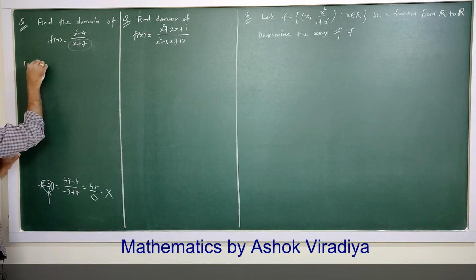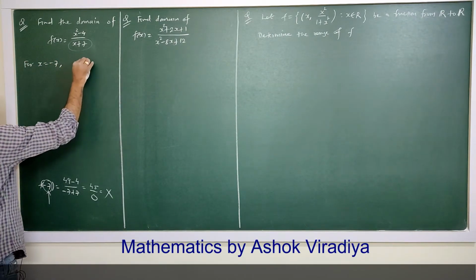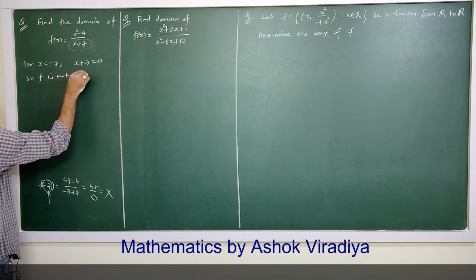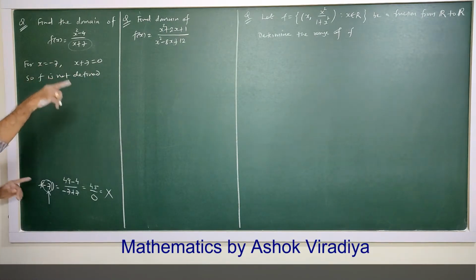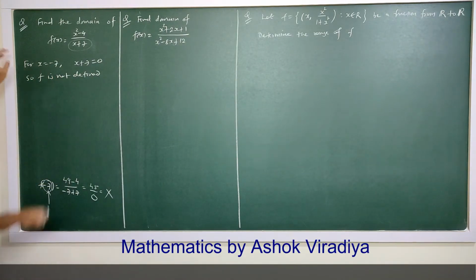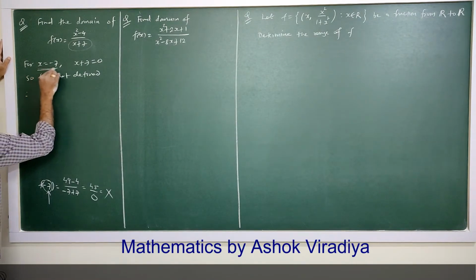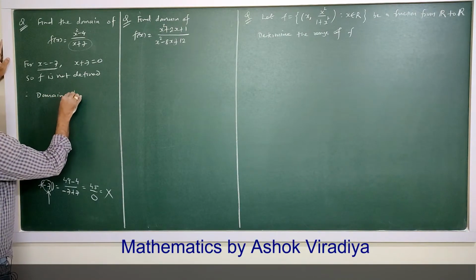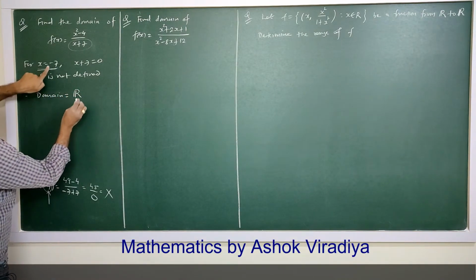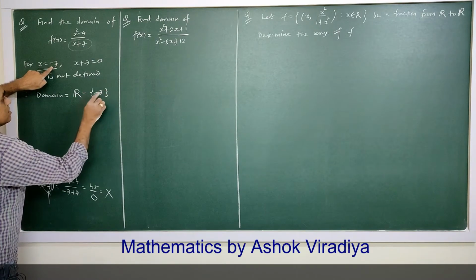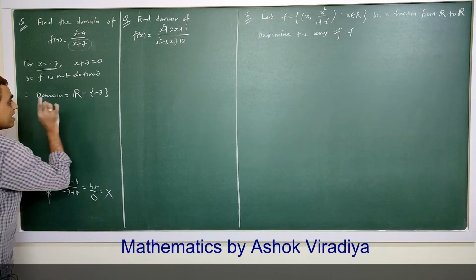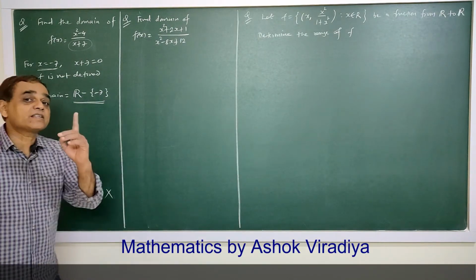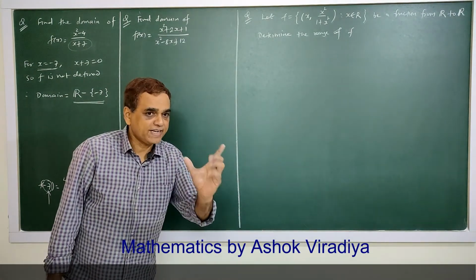Therefore, for x equal to minus 7, x plus 7 is 0, so the function is not defined. Denominator 0 means the function is not defined. So therefore, we cannot take minus 7. So its domain is: take any real, put any real, but don't put minus 7. So minus 7 is excluded from R. So the domain is the set of all real numbers except minus 7.